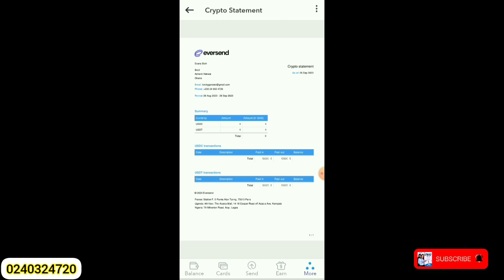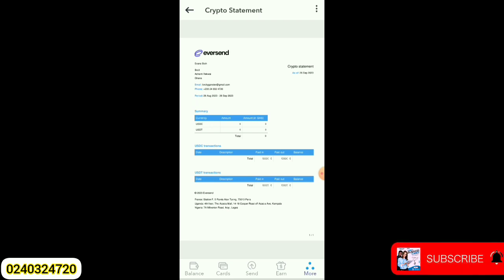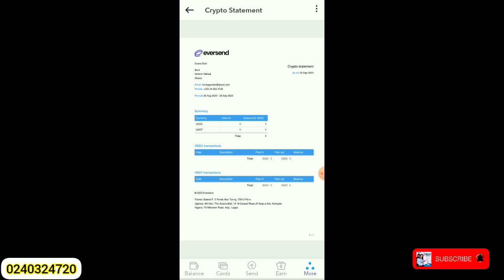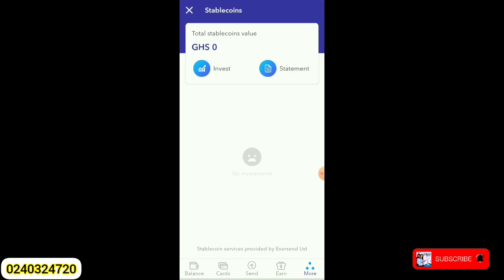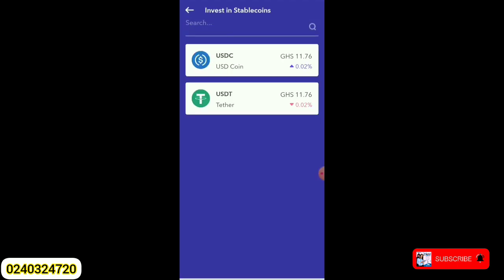You see, this one is the USDC transaction and the USDT transaction. So you see the total, that's the pay in and the pay out. You see everything. But let's go to the invest. When you click on the invest, we have two currencies right now. We have USDC, that's the USD Coin. We have USDT, which is Tether.